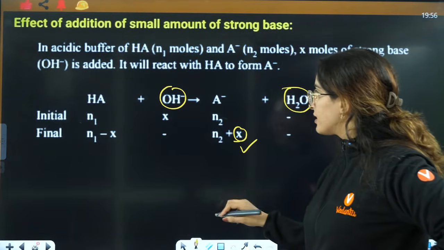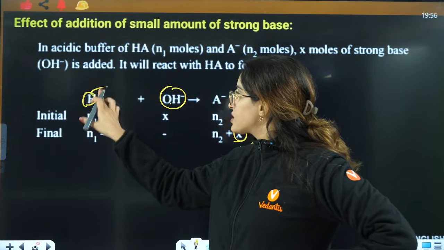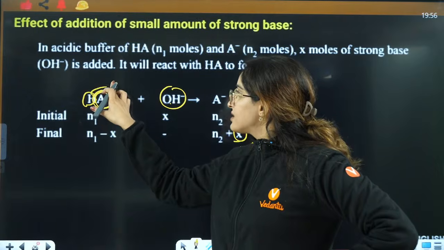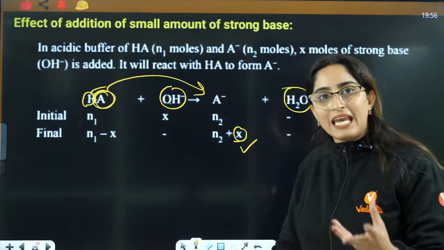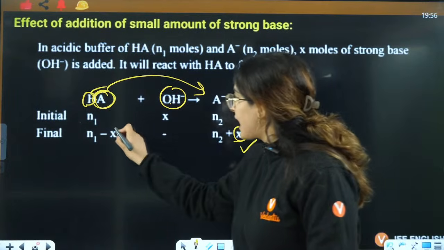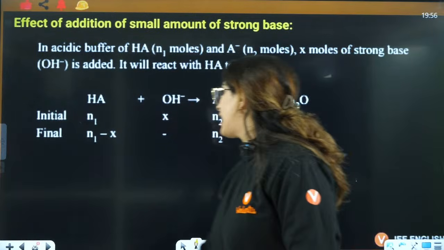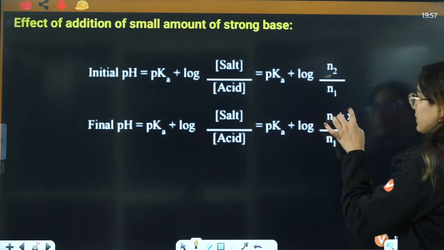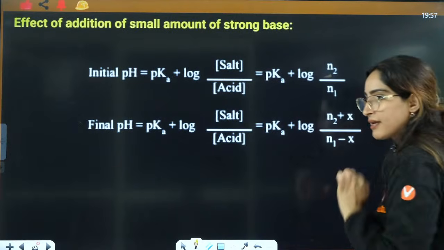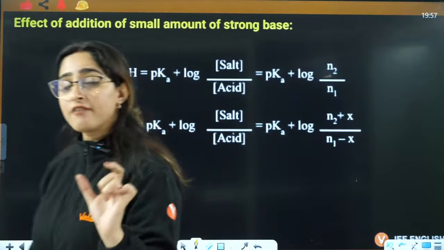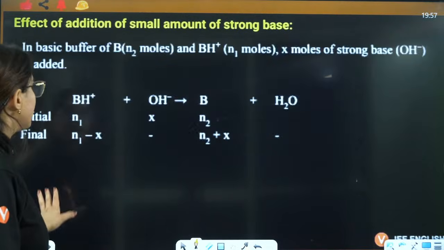So X is added here. The amount of OH negative will react with this H positive, and this will be converted to A negative. So how much amount of HA is lessened? That is X amount. So again, if you put it in the formula, that will make it n2 plus x, n1 minus x. Again, very small change is there. If x has a very small value, then its overall effect is almost zero only.